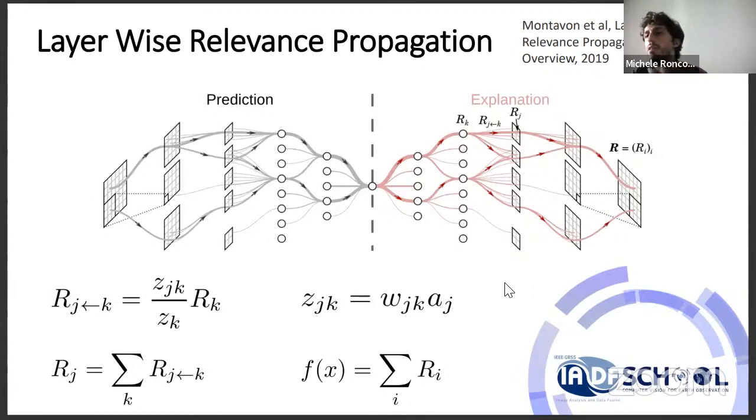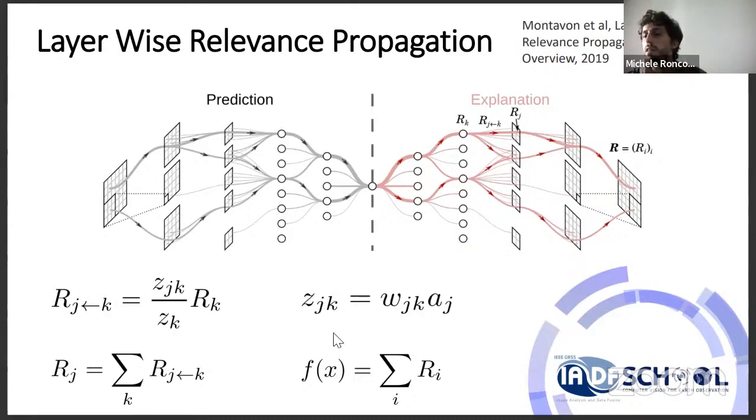And then you have to summarize this information. To obtain the relevance at a given layer, you sum over all the connections that arrive from the previous layer. So as you can see in the image, or in the formula, if you want R_J, you calculate all these R_JK and then sum over K, which are the different neurons in the previous layer.